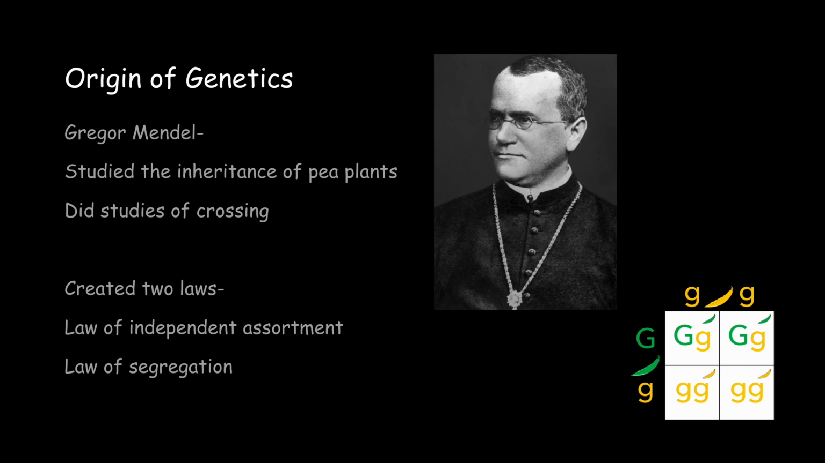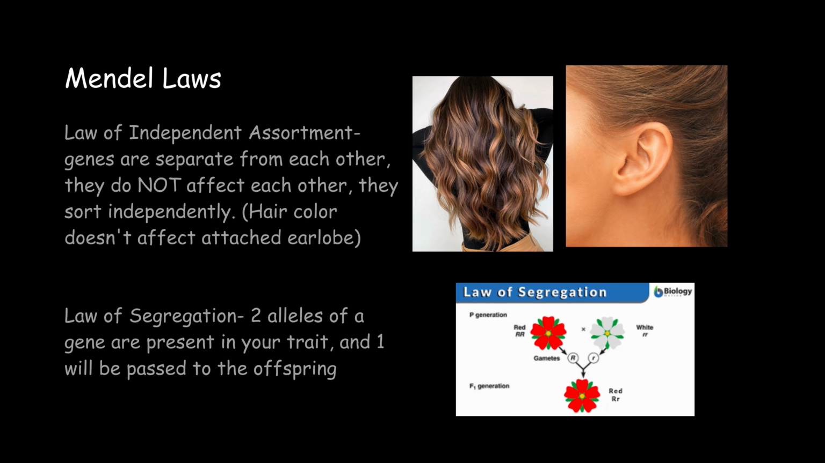So who found genetics? Who understood genetics? It was Gregor Mendel. He studied the inheritance of pea plants, crossing pea plants together and seeing what would happen to the offspring when he bred them. And he created two laws: the law of independent assortment and the law of segregation. The law of independent assortment tells us that genes are separate from each other, and they do not affect each other really.